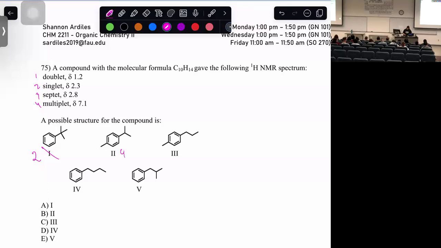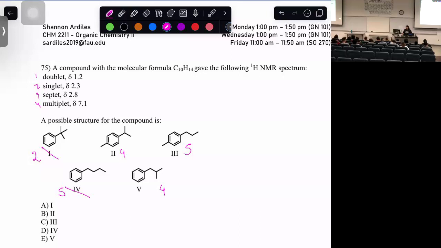Two, of course, is gonna have the four ones. What about molecule three? How many signals do you see? Five. Molecule four, five as well, so it doesn't match. And molecule five, four signals. Okay, so just by counting the number of signals, you had a 50-50 chance of getting the question.